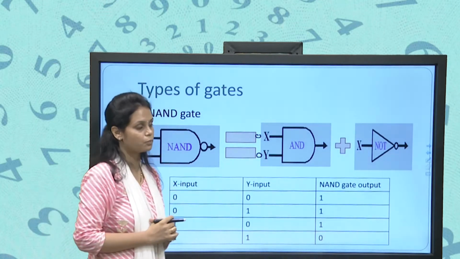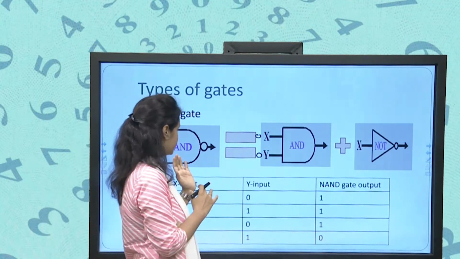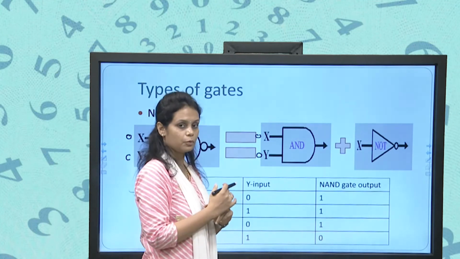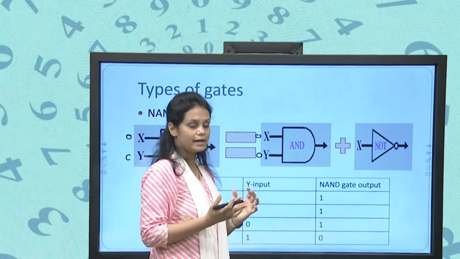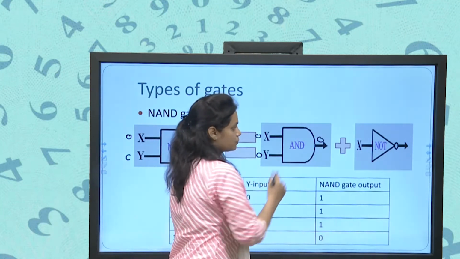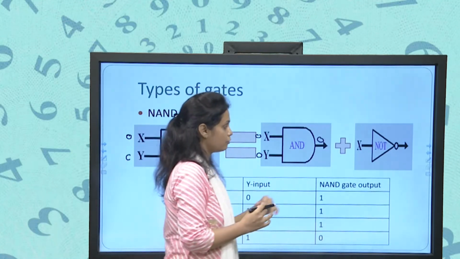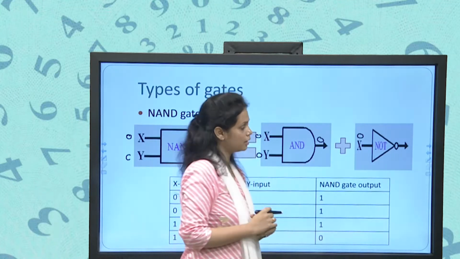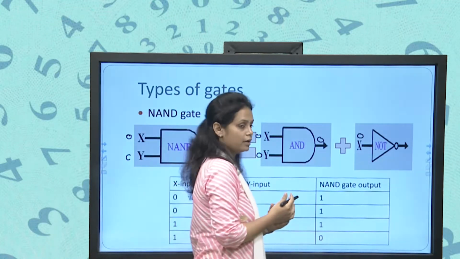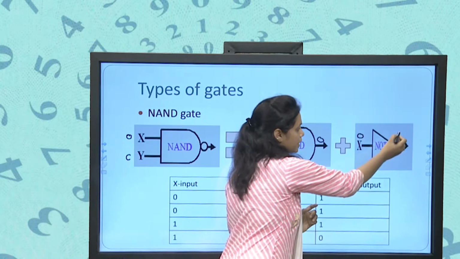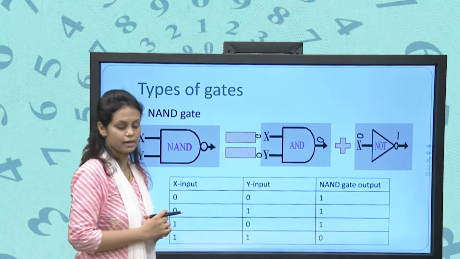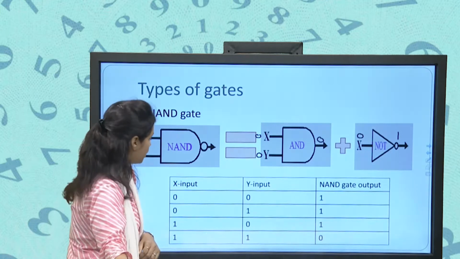So what is the output of the AND gate? First the NAND gate will perform the AND operation and then the NOT operation. If the input is 0 0, obviously the AND gate will give the output 0. Now we take the input 0 to the NOT gate. What is the output of the NOT gate? If the input is 0, it will make 1. So the final output is 1.